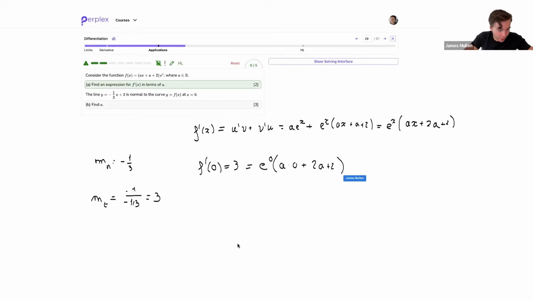Okay? What does that mean? It means that this is just 2a plus 2. 2a plus 2 is equal to 3. And so 2a is equal to 1, and so a is equal to 1 over 2. And we have found a. Not so hard of a question there.